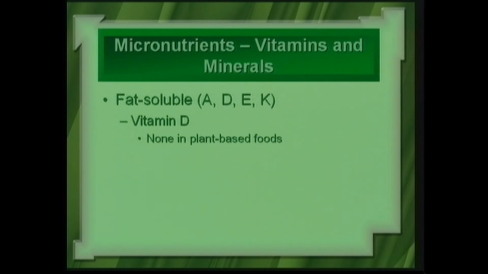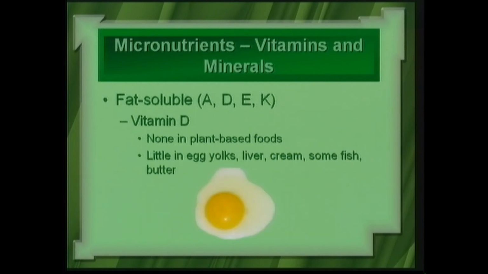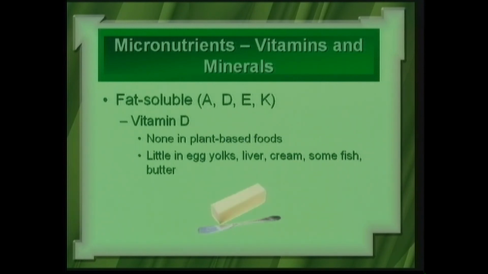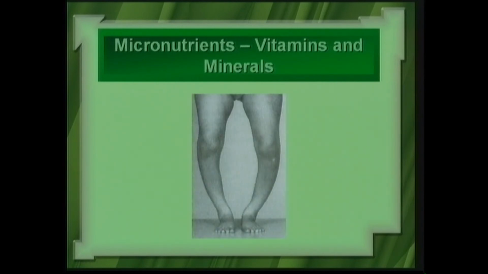There is really no source of vitamin D in any kind of plant-based foods, but you can make it from going into the sun. You have a little bit in egg yolk, in liver, in cream, some kinds of fish, and butter, all these animal sources. If you have a deficiency of vitamin D, it can impact bone. You can have a condition known as rickets, and one symptom is the characteristic bowing of the legs. This person definitely had rickets, so you can also have developmental problems.